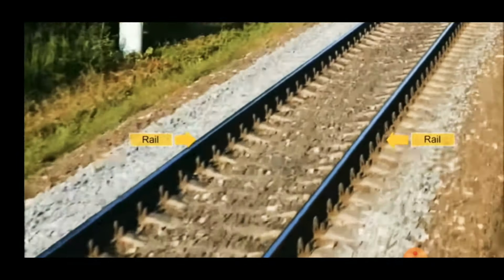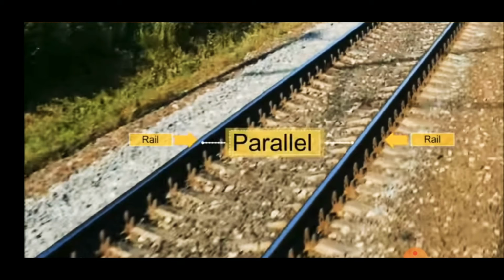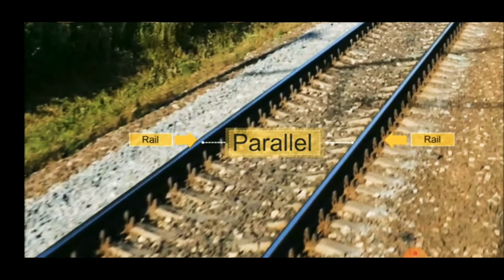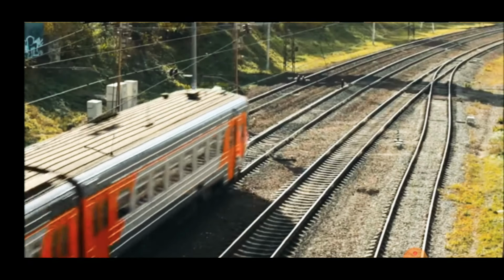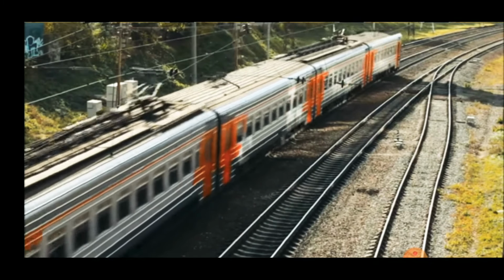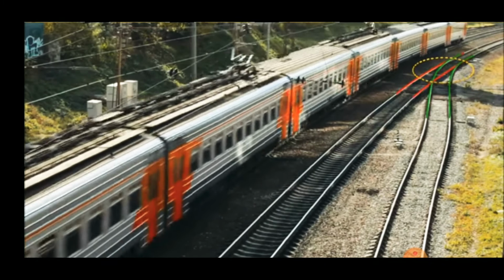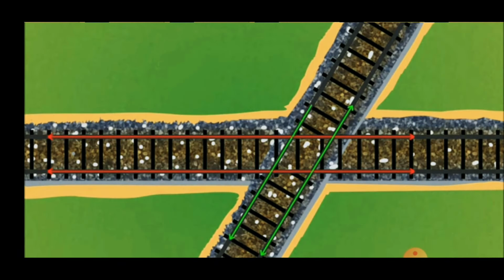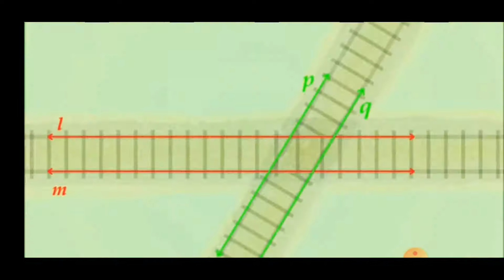As these rails do not meet anywhere on the track, it shows that the rails are parallel to each other. If we go further on the same track, we see that the track meets another track. Let's take these rails as lines, say L, M, P, and Q. As these lines do not meet anywhere on extending in both the directions infinitely, we can say that these two lines are parallel to each other. We see that the lines P and Q are also parallel to each other.